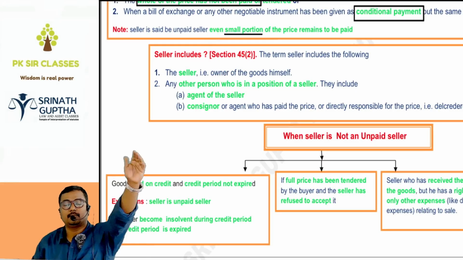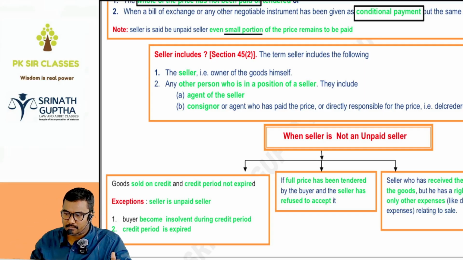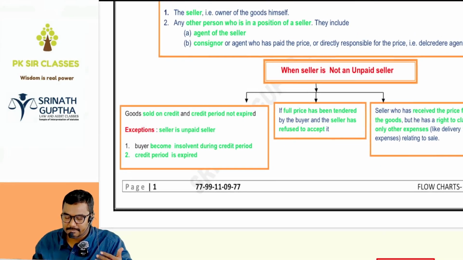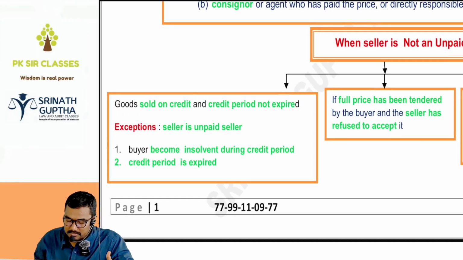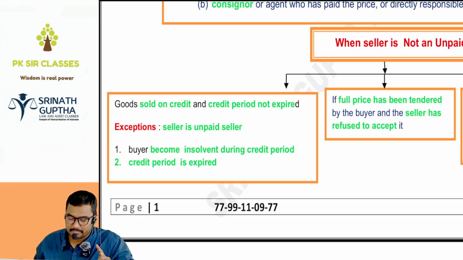For example, Tata Motors sold the goods. So the seller is Tata Motors, and the directors are the agents. Next, when is a seller not said to be an unpaid seller? When the goods are sold on credit, the seller is not said to be an unpaid seller during the credit period, while the credit period has not expired.